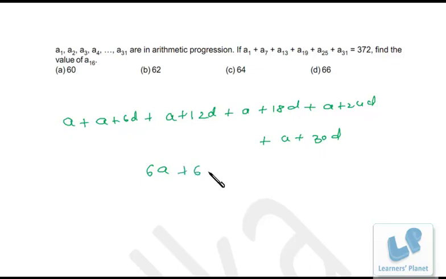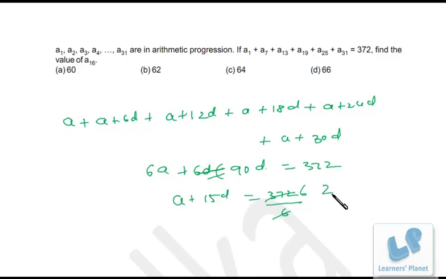Then 6 plus 12 plus 18 plus 24 plus 30. So I can take 6d as common. From 1 to 5, the sum will be 5 into 6, 30 by 2, that's 15. So 15 into 6, 90, right? So it is 90d. So that's actually 372. Now what do you want? a16, that means a plus 15d. So a plus 15d, divide this expression by 6. So a plus 15d will be equal to 372 by 6.